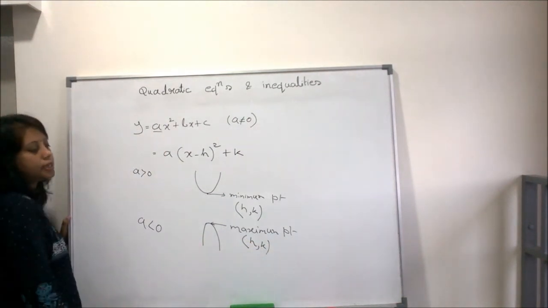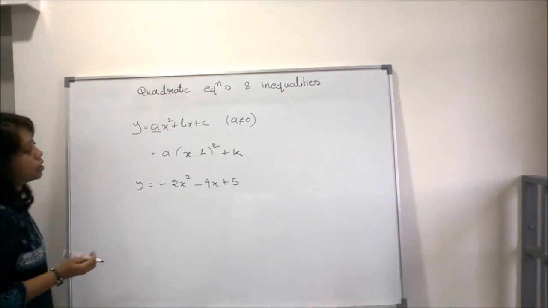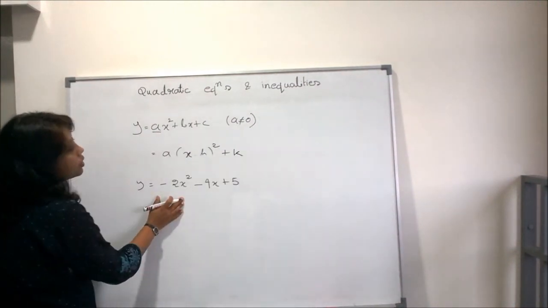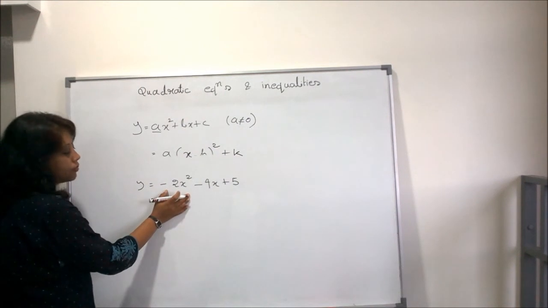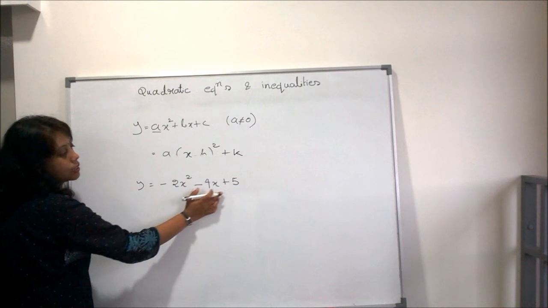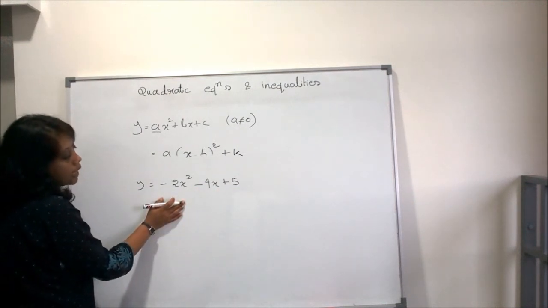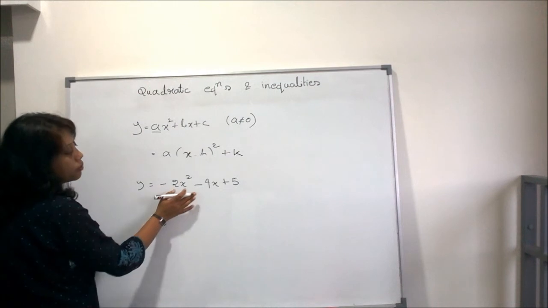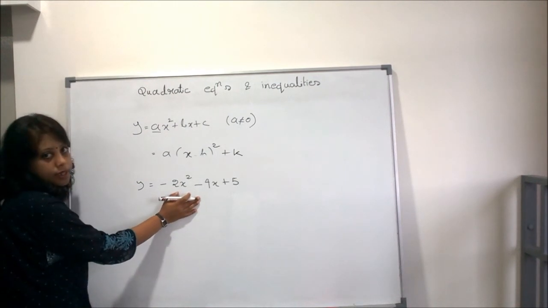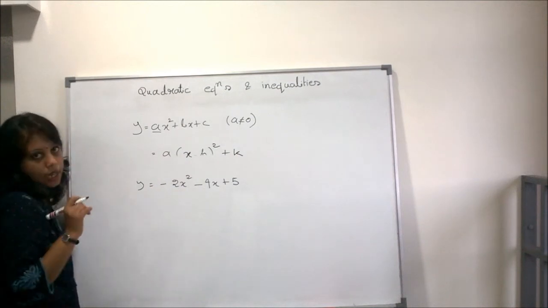Okay, let us take some example here. Our quadratic function is given: y is equal to minus 2x square minus 4x plus 5, and we can see here we cannot factorize it. Okay, how will we draw the graph?